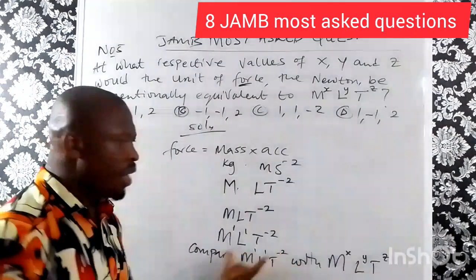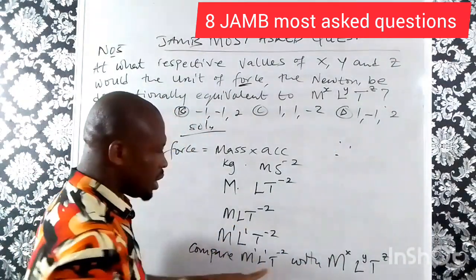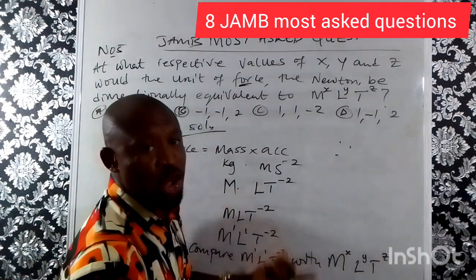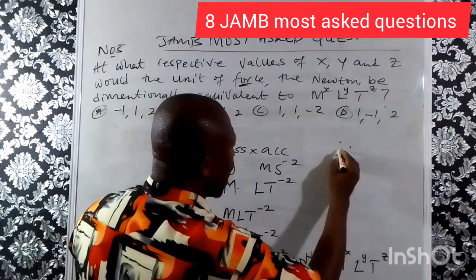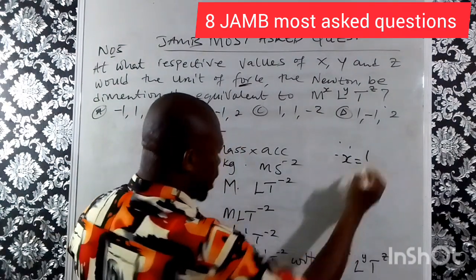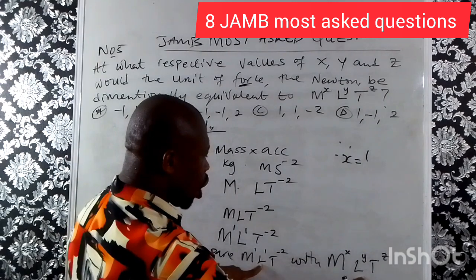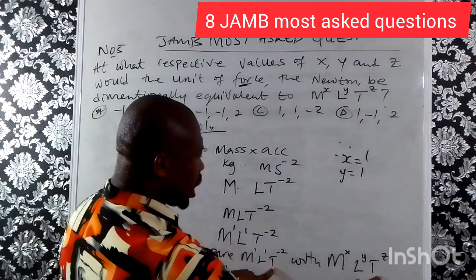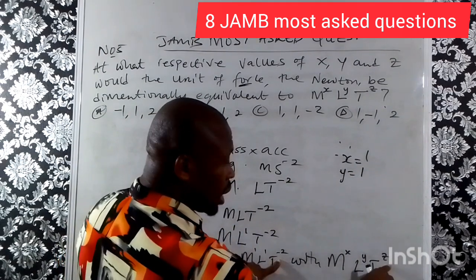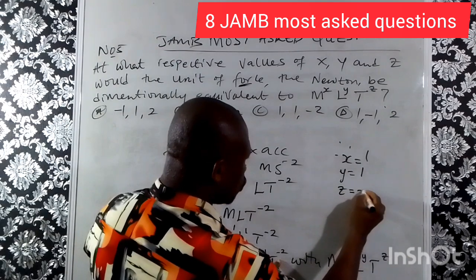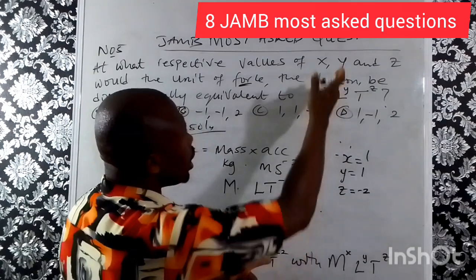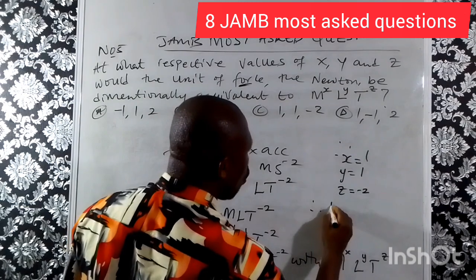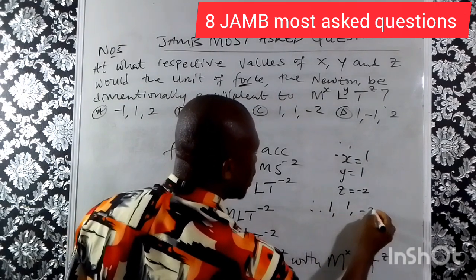If you compare this, you either compare or you equate. They are the same thing. So you now have that x is equal to 1. Now y is equal to 1 also. Now z is equal to minus 2. Therefore, if you now turn it like this, we have 1, 1, and then minus 2.